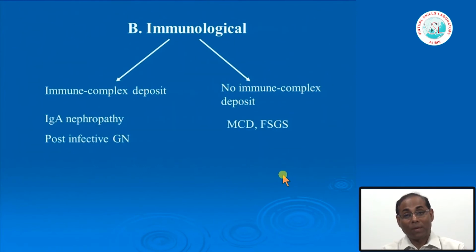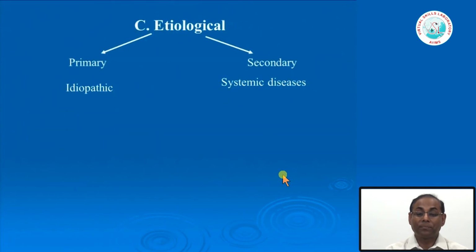Immune complex, that is why we now have to see whether these are associated with immune complex deposits or not. If immune complex deposits are seen, say for example, if there is IgA deposit, we say it is IgA nephropathy. In post-infective glomerulonephritis, we also get a certain kind of immune complex deposits, so we will see it later. But normally in MCD and FSGS, there is no immune complex deposit. So that is why I told you that study of the immune complex deposit is also very important for further classification. Etiological, I have already explained to you.